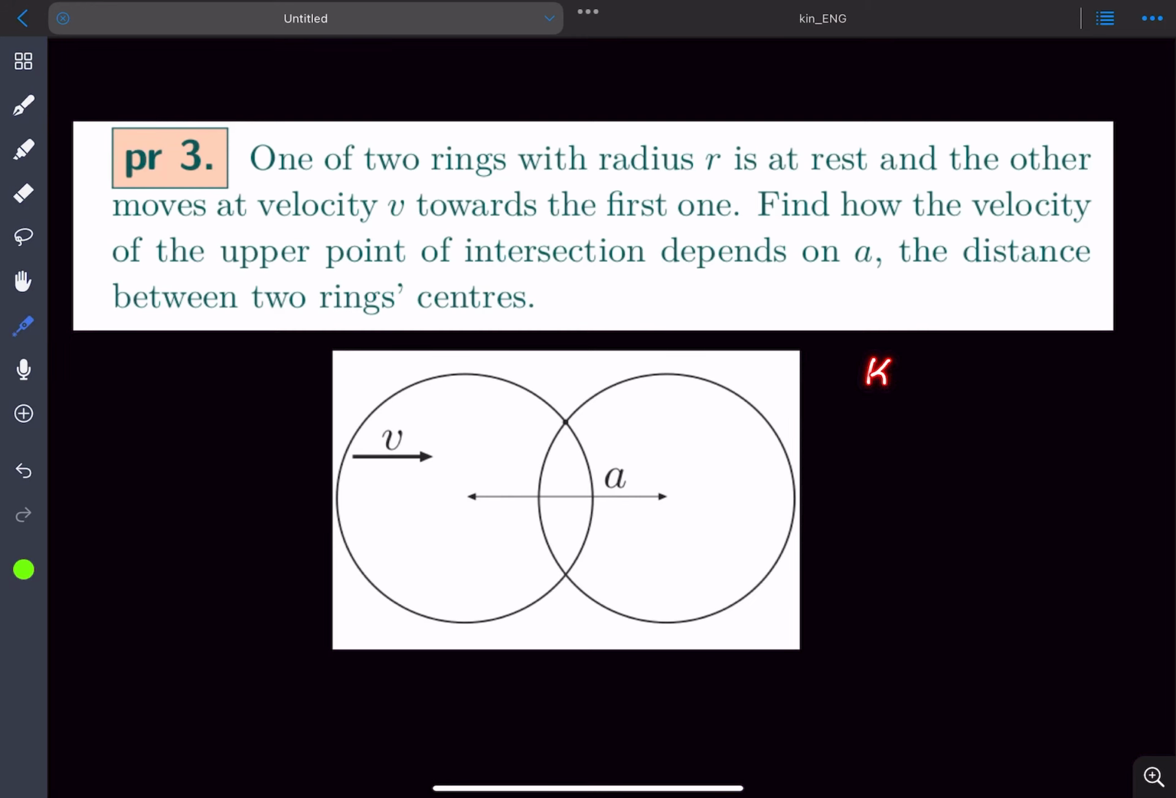Hey everyone, in this video we'll be solving this problem from the handouts of Jaan Kalda. It's from the kinematics section. And so basically the problem is very simple.